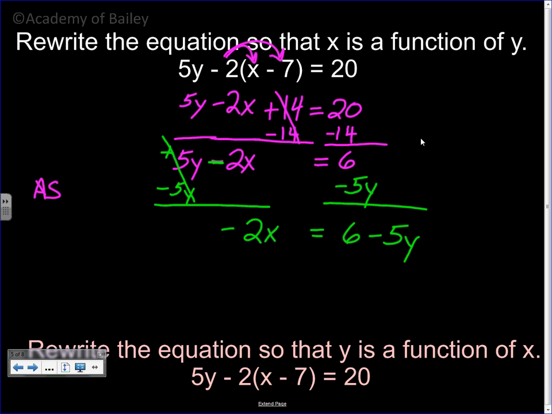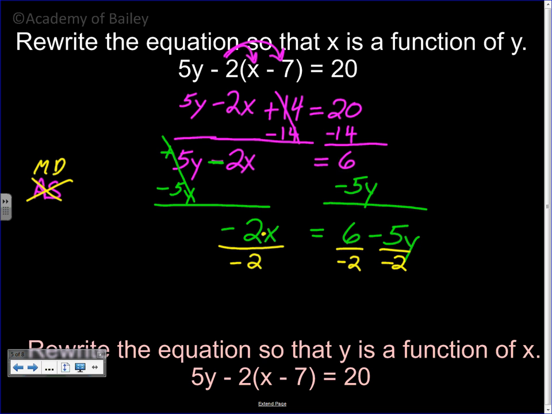Okie dokie. Still trying to get x by itself, but we've gotten rid of all the addition and subtraction. Now, is there any multiplication or division happening? We are multiplying x by what number? What number was that? Yes, negative 2. We multiplied x by negative 2, so let's divide it by negative 2.